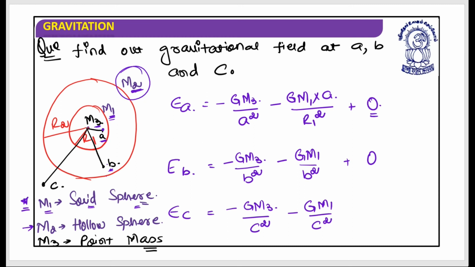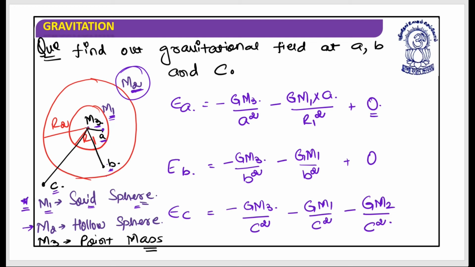Now let's write it down for the mass M2. At this point it is outside the sphere, so this should be written as minus of G into M2 divided by C square. This is the gravitational field at point C. I hope this is clear. Is it clear? Are you sure? Do you understand this completely?